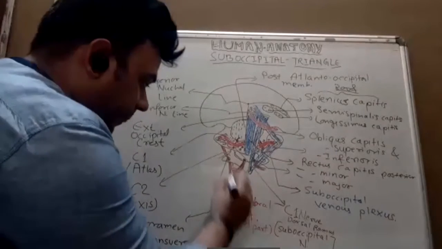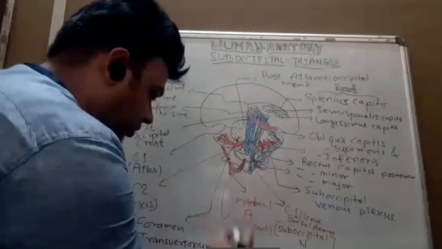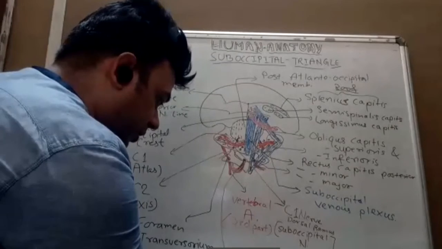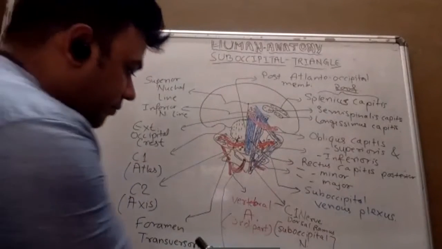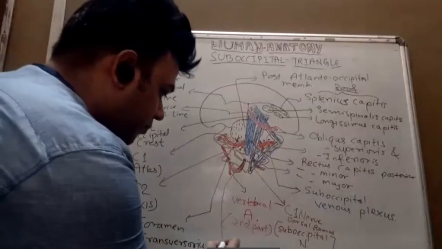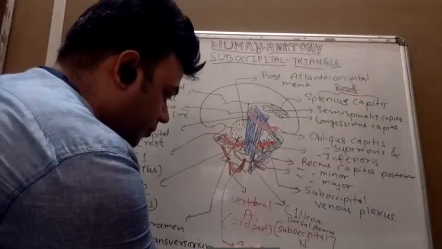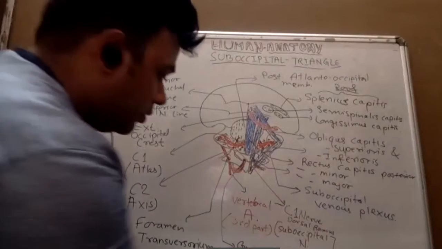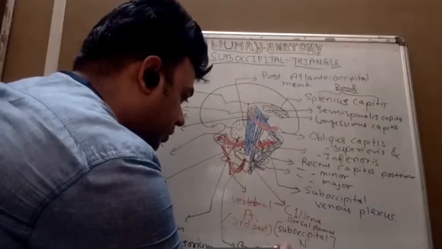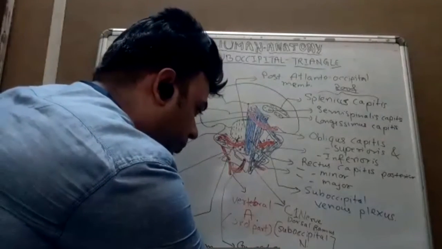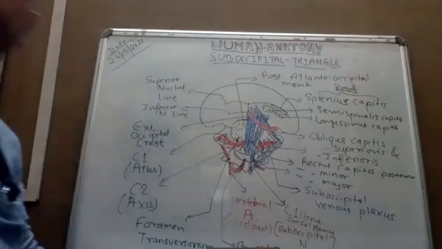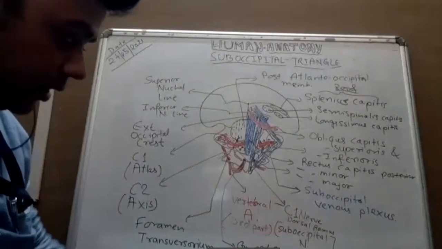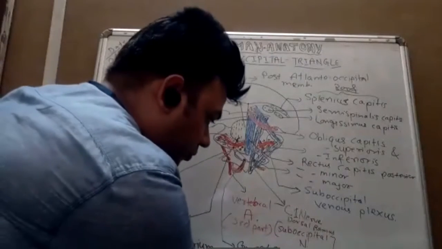This is the second dorsal ramus, the second cervical nerve, known as the greater occipital nerve. Got it? Greater occipital nerve, that is C2, dorsal ramus.